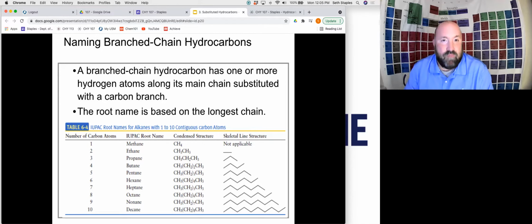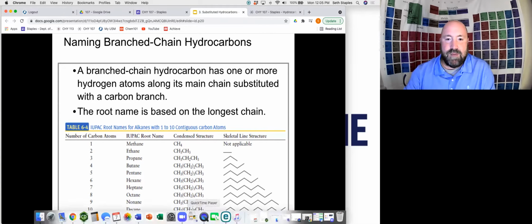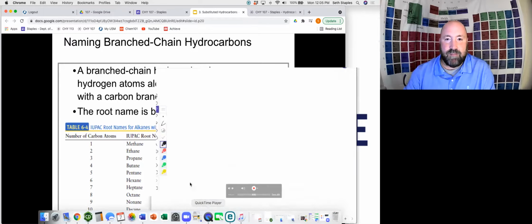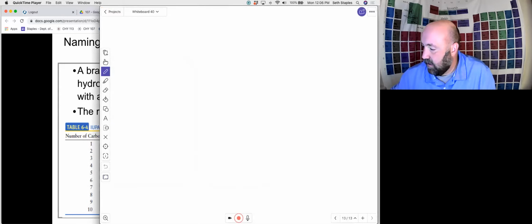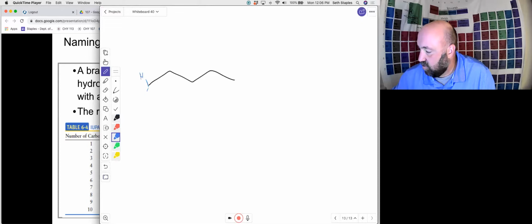The root name is still always going to be based on our longest continual carbon chain. And you can see it's a reminder of all those root names below. So let's just take a look at what I mean by a hydrogen atom being substituted. Let's say we have just maybe pentane. So 1, 2, 3, 4, 5. And drawing in the hydrogens, which again, we normally don't do with a skeletal drawing, but just to draw those in for the purposes of showing you what we mean.